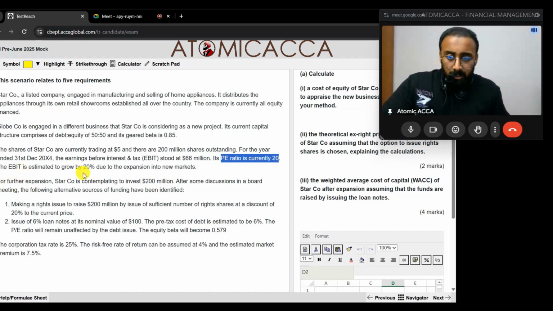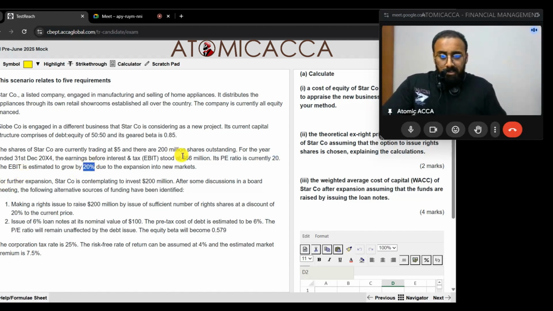EBIT is estimated to grow by 20 percent. That is, this 66 million would grow by 20 percent due to the expansion into a new market. Okay. For further expansion, Star Company, new market, that is this new project. For further expansion, Star Company is contemplating to invest 200 million.